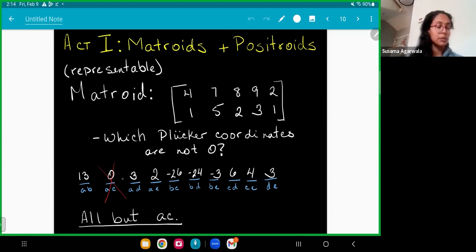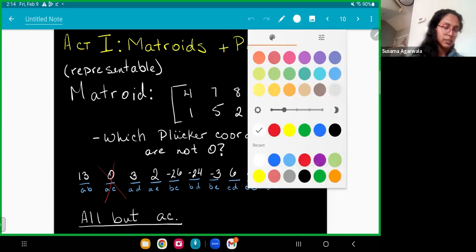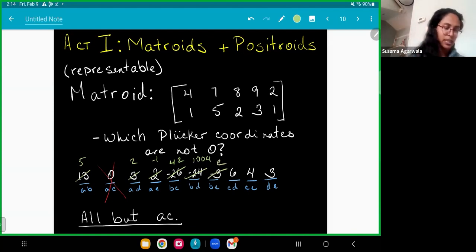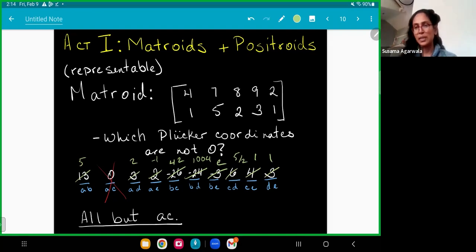I can really just arbitrarily, let me choose another color and do it like this. I could also just change this to 5 and this to 2 and this to -1 and this to 42 and this to 1004 and this to e, because why should I only be using integers, and this to 5 halves and this to 1 and this to 1, because I'm running out of creativity. Right? That's still the same matrix, because the only thing that's non-zero is still AC.